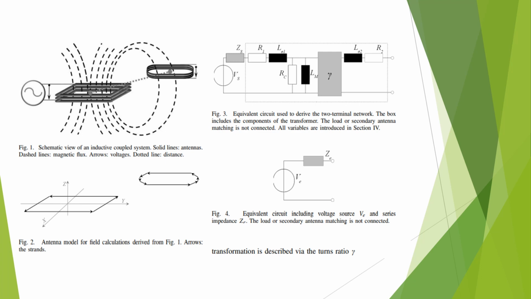Here, figure 4 is about equivalent circuits including a voltage source. Voltage source V and series impedance ZE. The load or secondary antenna is not connected. Let's go to the next slide.